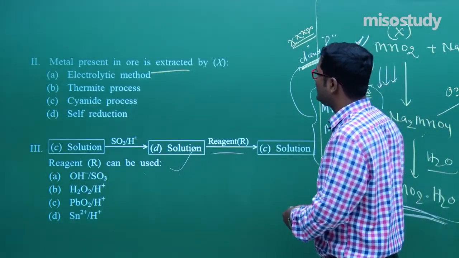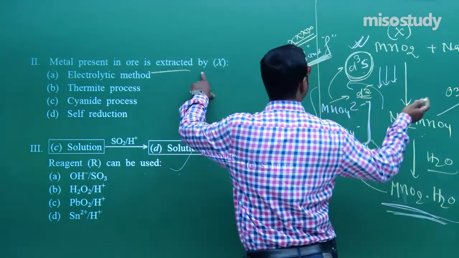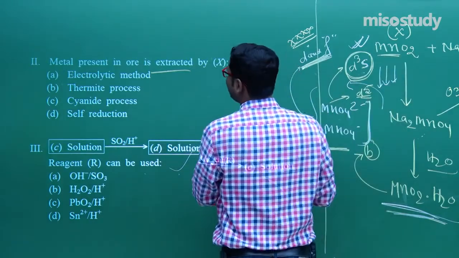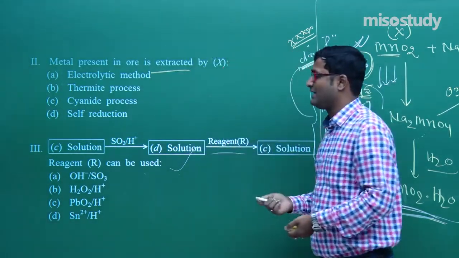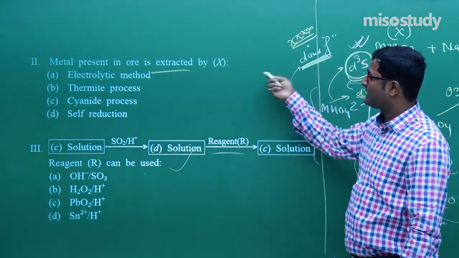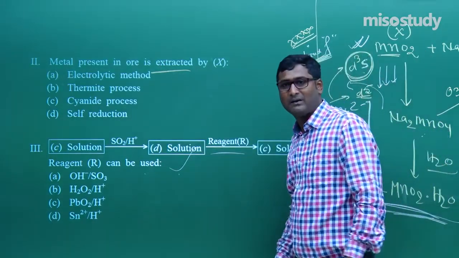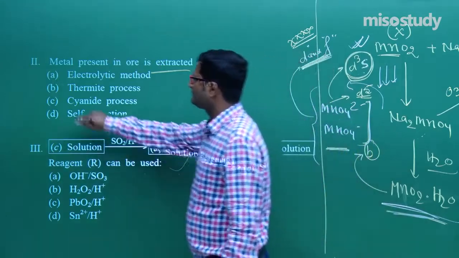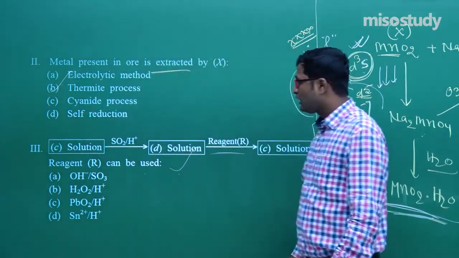The metal present in the ore is extracted by, this is Mn, the best method is the thermite process. What I'm telling, the best method to extract the metal is the thermite process. Clear?